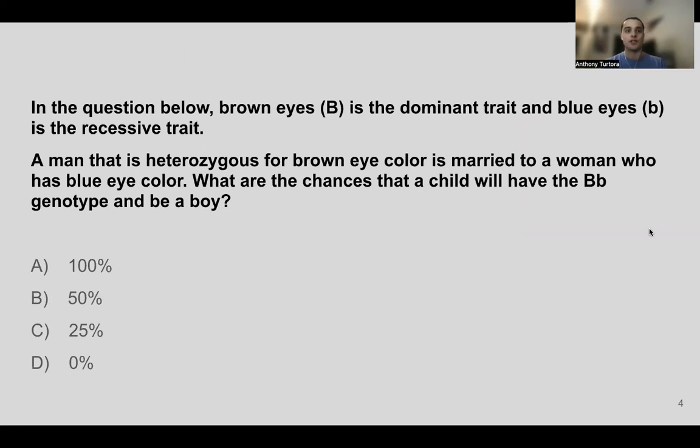So our first question here states, in the question below, brown eyes, capital B, is the dominant trait, and blue eyes, lowercase b, is the recessive trait. A man that is heterozygous for brown eye color is married to a woman who has blue eye color. What are the chances that a child will have the uppercase B and lowercase b genotype, so the heterozygous genotype, and also be a boy?